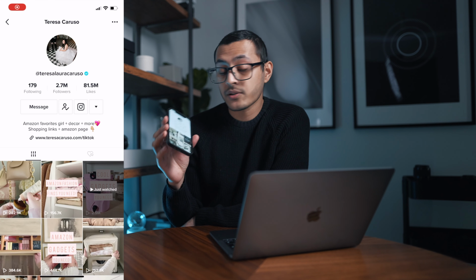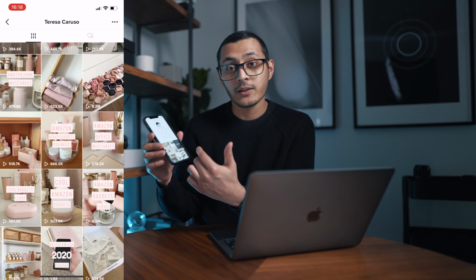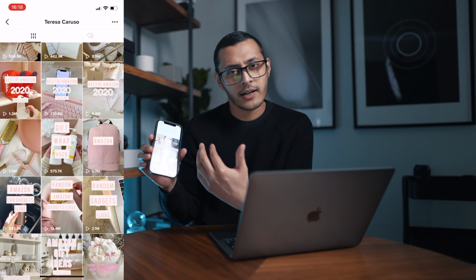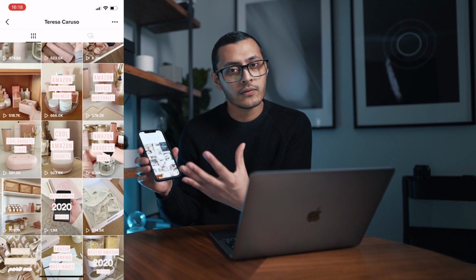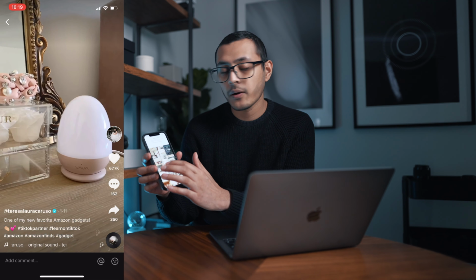Another example is Teresa Caruso, who runs her own TikTok profile, where basically all she does is share her Amazon finds. Now, she definitely does have an aesthetic. She goes for more of a girly vibe, you could say, a pinky, pastel-y aesthetic to her profile and the products that she covers. And she only started last year in January 2020. And up to January 2021, she now has 2.7 million followers. So she's gained an absolutely amazing following just from sharing Amazon products.